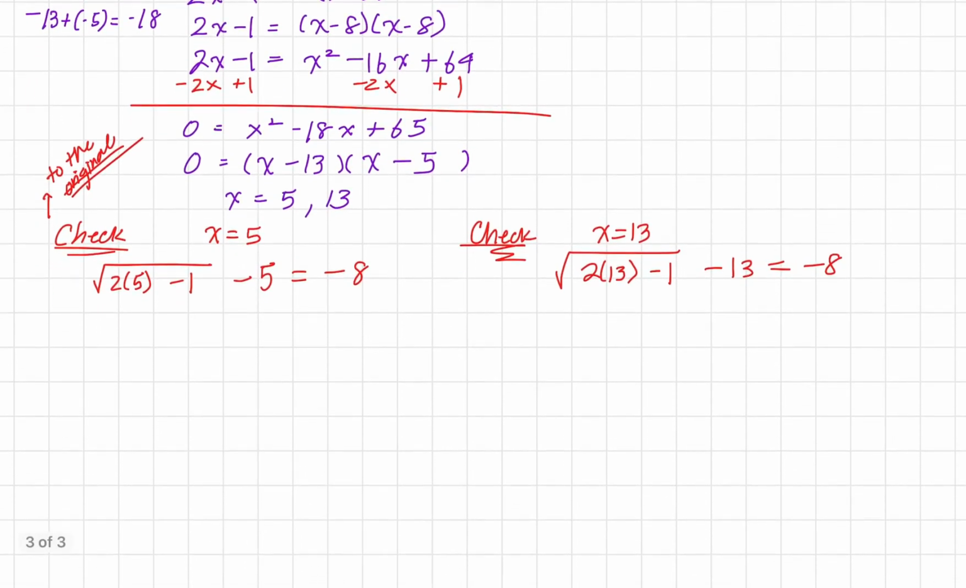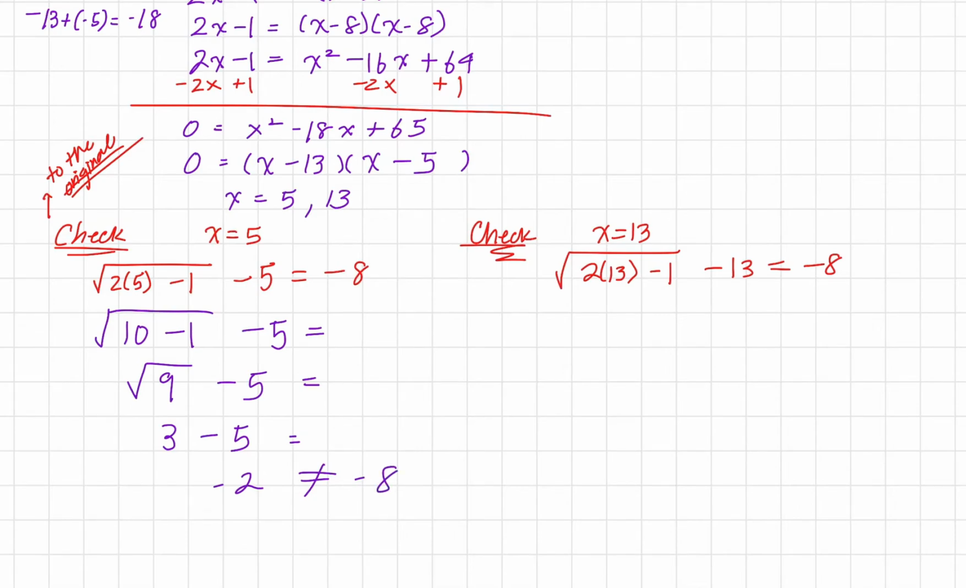I'm going to scroll up. Let's evaluate each. We got square root of 2 times 5 minus 1, which would be 10 minus 1, minus 5. Let's see if that's equal to negative 8. Square root of 10 minus 1 is square root of 9. Square root of 9 is 3. And 3 minus 5 is negative 2. Negative 2 does not equal negative 8. So therefore, x equals 5 is an extraneous solution. So it's not really my solution. X equals 5 is not my solution. So I'm going to ignore it.